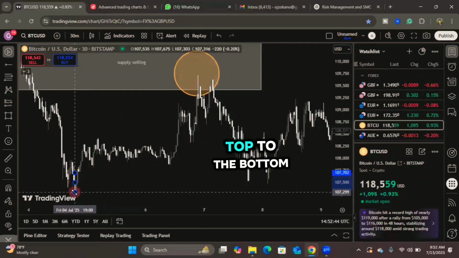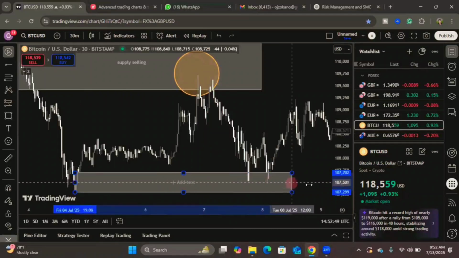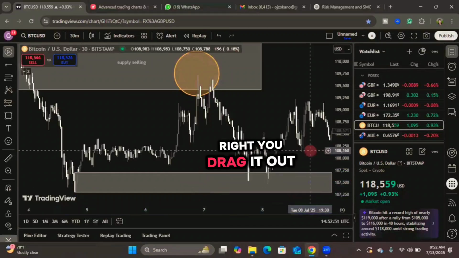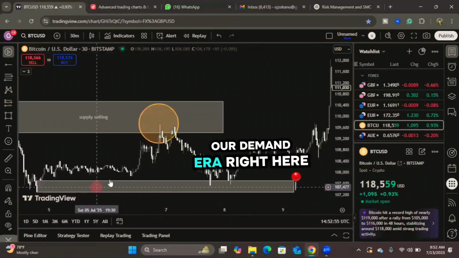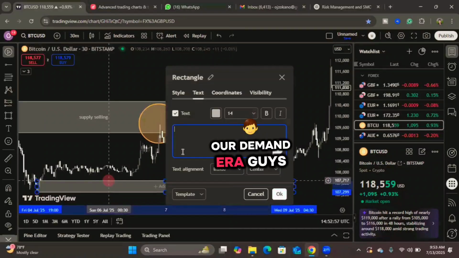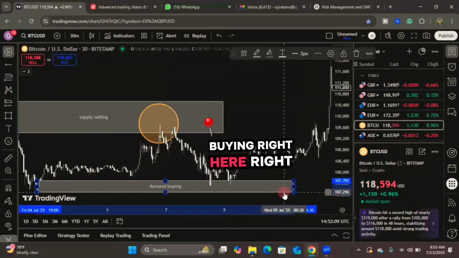Mark off from the top to the bottom of the wick, then you just drag it out, right? So this would be our demand area right here, guys. This is our demand area. So we're buying at this area. We're buying right here, right?